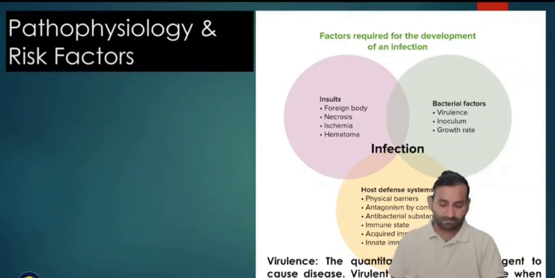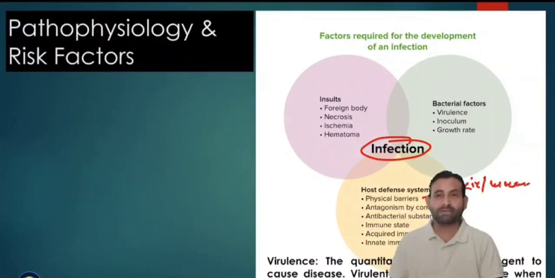What's the pathophysiology and risk factors? Look here. We have the triad of the surgical site infection, right? So what is the triad? We have the insult, we have the bacterial factors, we have the host defense factors, right? So let's see the host defense factors or systems. For example, we have the physical barriers, for example the skin or the mucosa. In this skin or mucosa, we have lots of normal flora. So number one, this flora present within the skin or mucosa does not allow the opportunistic infections or the foreign organisms to invade.